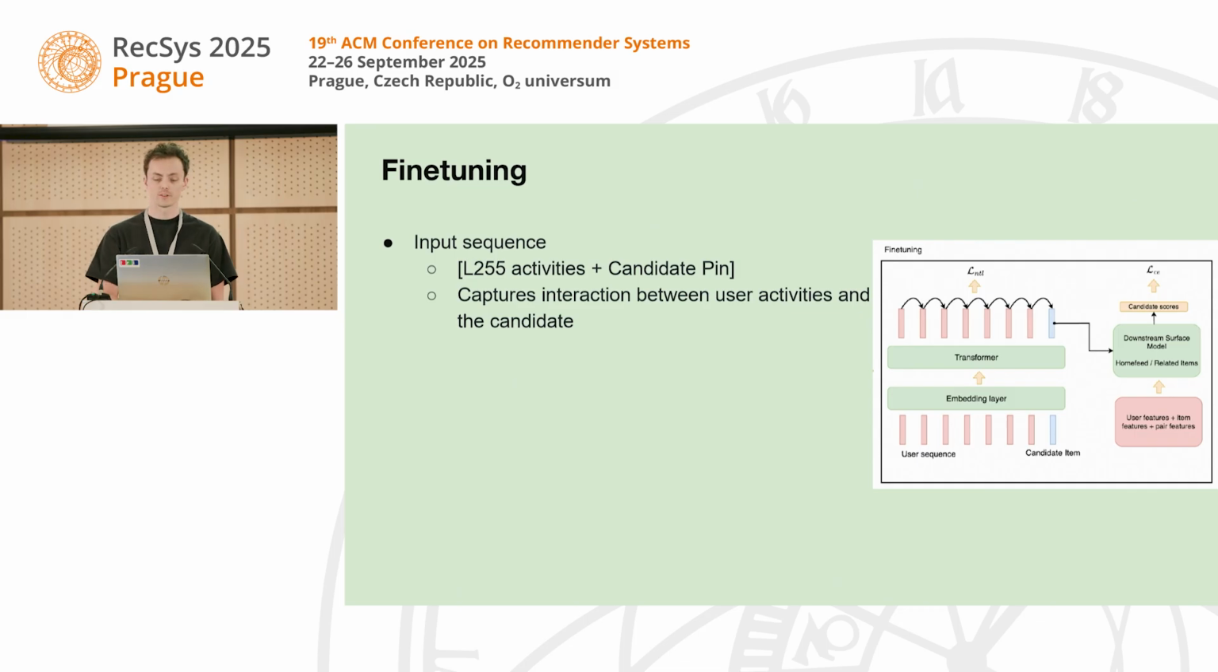When we fine-tune this component of the model, we now have a notion of a user sequence and a candidate pin. And what we find works best is we insert the candidate pin into the sequence and then use the foundation model to extract embeddings for this candidate pin and feed those into the downstream surface model. The foundation ranking model is then fine-tuned via a combination of the same loss that is used in pre-training and the binary cross-entropy loss that is used to train the ranking model.